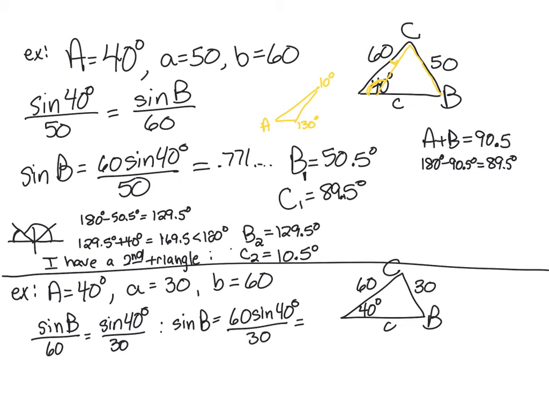And we stick that in the calculator and we get 60 times the sine of 40 divided by 30 is 1.29. Okay, first off, you can't have a sine equal to a number bigger than 1. Secondly, if you do the inverse sine of that in your calculator, you're going to get an error message. So this is no triangle.